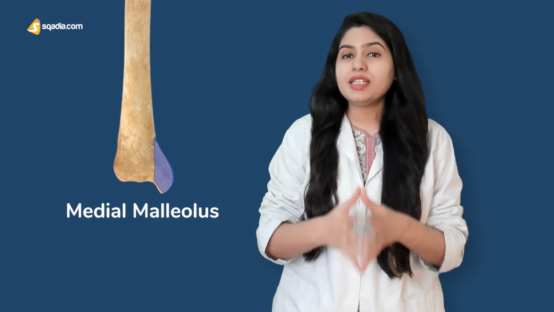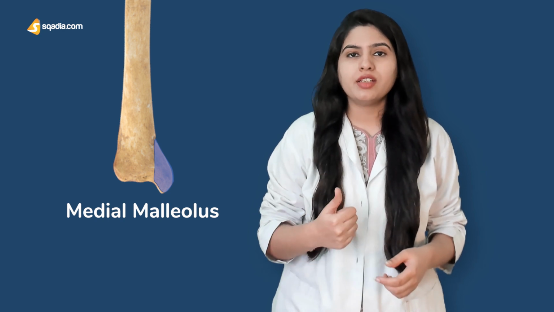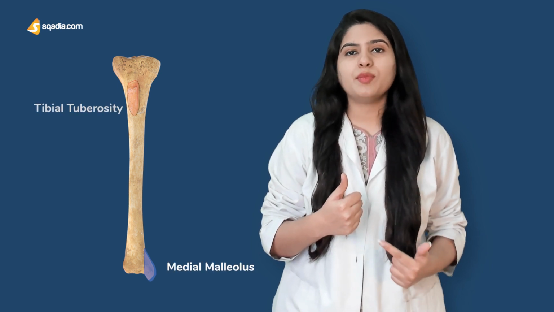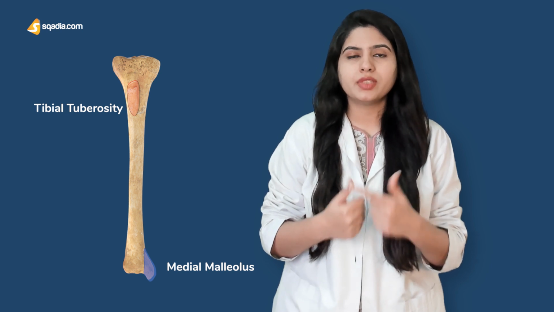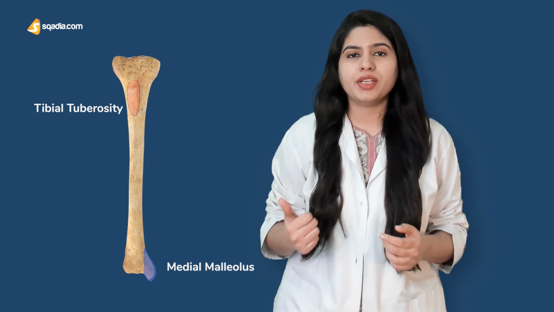This extension is the major landmark of the human body, which is known as the medial malleolus. If you hold a tibia in your hand, on the lower portion, if medial malleolus is on your left side, and at the same time on the upper side, the tibial tuberosity is at the front, this means that you are holding a right-sided tibia.